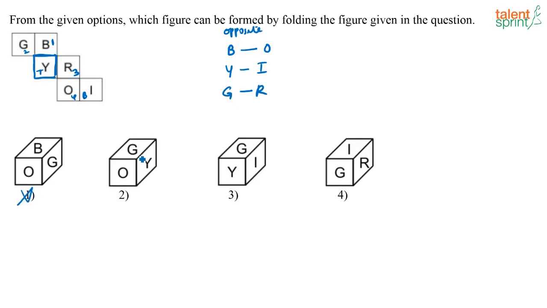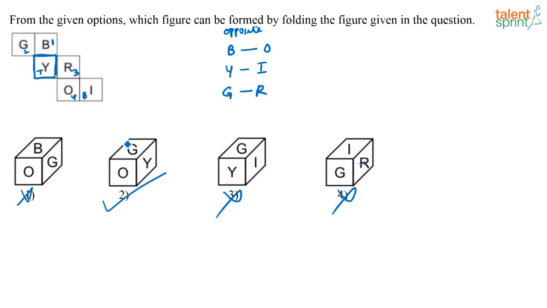Next one, G, O, Y. That seems to be possible, right? Now next one, G, Y, I. Again, Y and I are opposite to each other. They cannot be adjacent to each other. So this is not a valid possibility. Again, look at this option, G, R, I. G and R are opposite to each other. They cannot be adjacent to each other. So not possible. The correct answer is option 2.